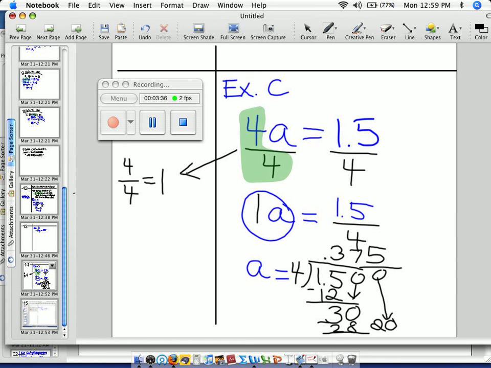Now, I apologize for my handwriting and running out of space. But I hope you can see that the decimal value is 0.375, otherwise known as 375 thousandths. Okay? If I can summarize, I know A is equal to 375 thousandths.